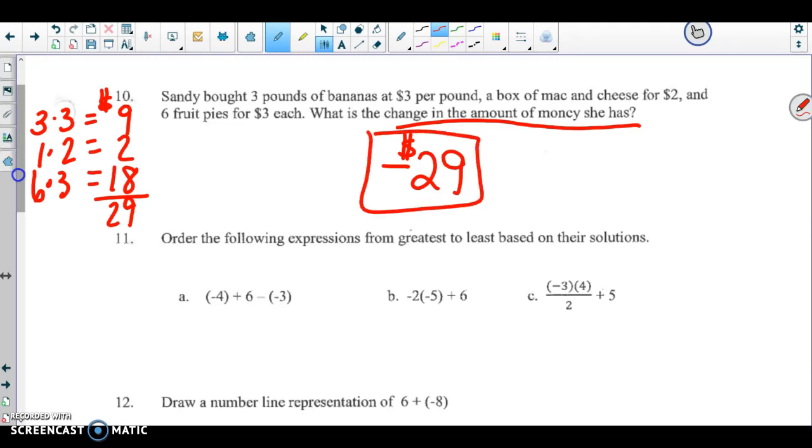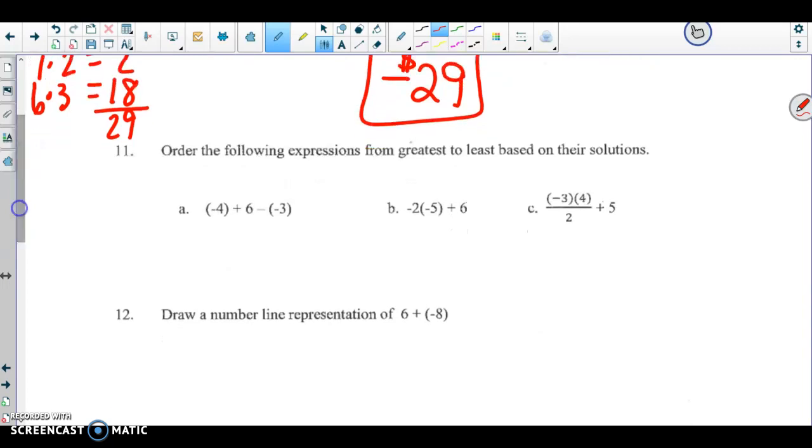Order the following expressions from greatest to least, based on their solutions. So I've got to solve each of these, and then put them in order from greatest to least. I've got plus 3 here, so I have negative 4 plus 6 plus 3. Well, these are both positive, and it's all adding and subtracting, so I can put those together first and end up with negative 4 plus 9. So I'm going to end up with a total of 5.